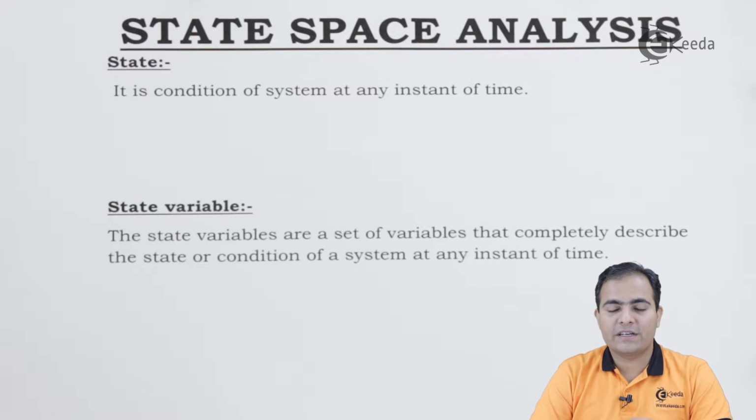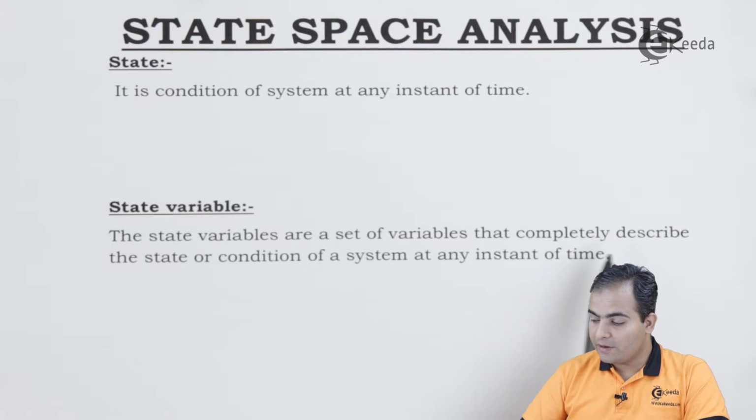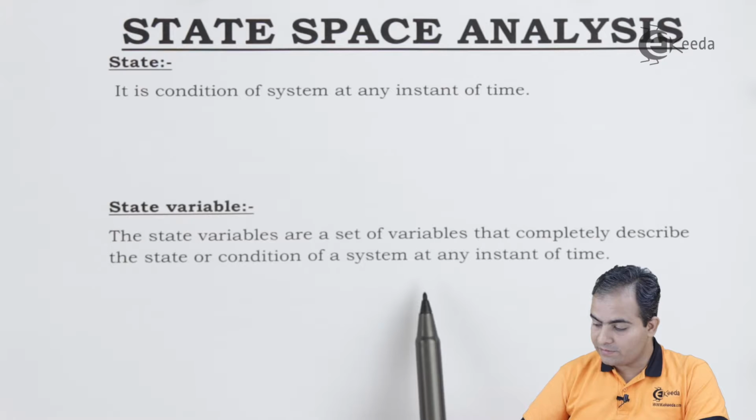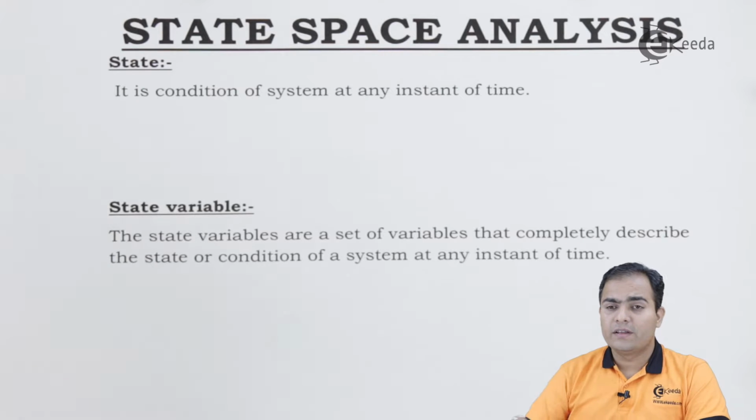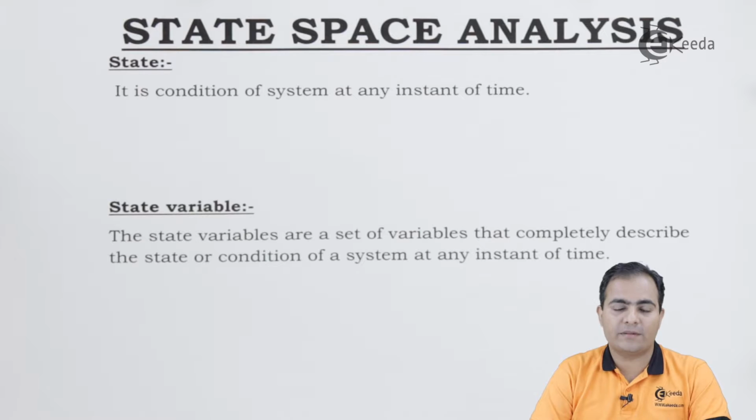Now the second one is state variable. The state variables are a set of variables that completely describes the state or the condition of the system at any instant of time. If we have an nth order differential equation, then we use n number of state variables. All the state variables will give us an idea about what is happening at the instant of first differentiation, second differentiation and third differentiation up to nth differentiation. So, state variables are used to give information about the system at each and every instant of time.